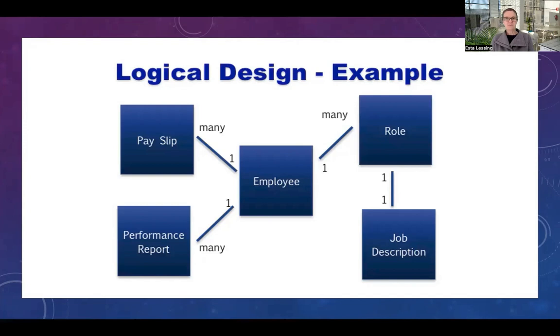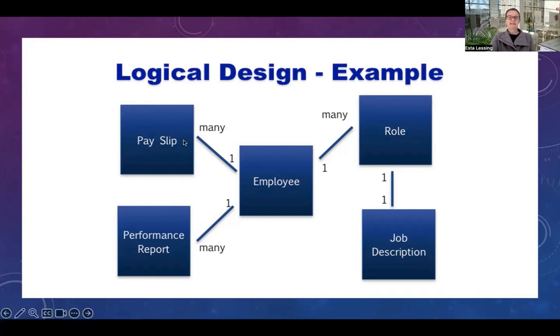Now let's look at our very first entity relationship diagram, which is, like we said before, just a logical design of all the data and the relationships between the entities. So in our previous example, we've identified that we've got an employee as an entity, a payslip, a performance report, a role, and a job description. Now, what is new in this diagram is the fact that we are starting to talk about which entities have got some kind of relationship with which other entities.